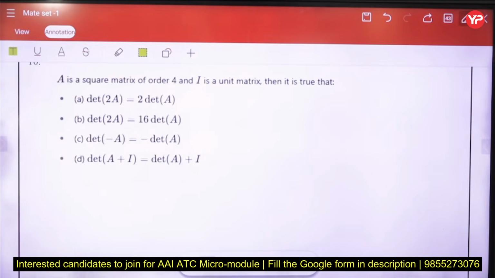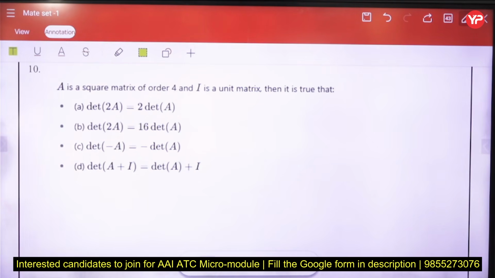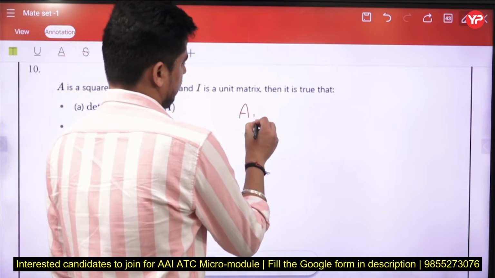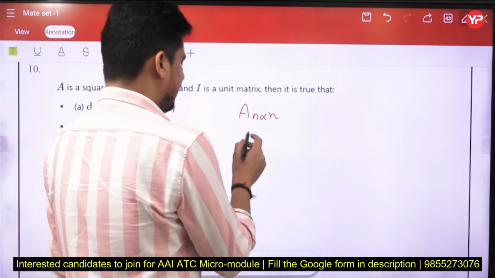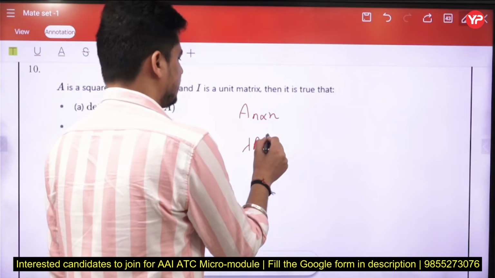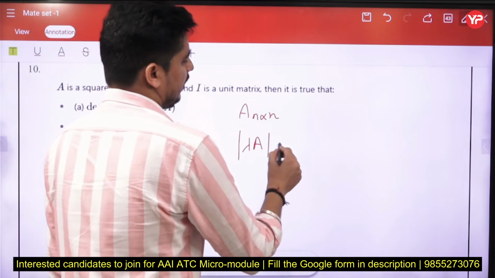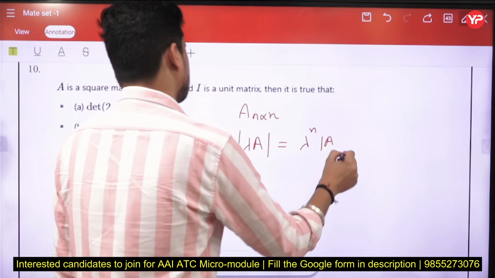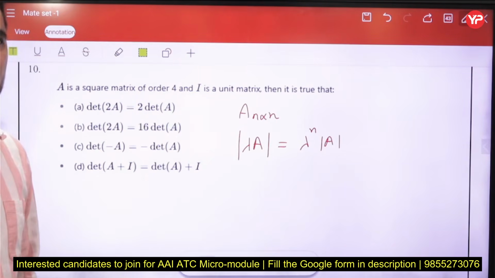You have a square matrix of order 4 and I is a unit matrix, then it is true that determinant, see, whenever you have an n cross n matrix, and we are finding the determinant of lambda times A, you are finding the determinant of this one, that will be lambda to the power n times determinant of A. This is the property of the determinant, right?